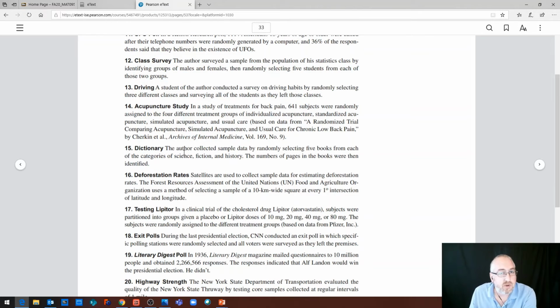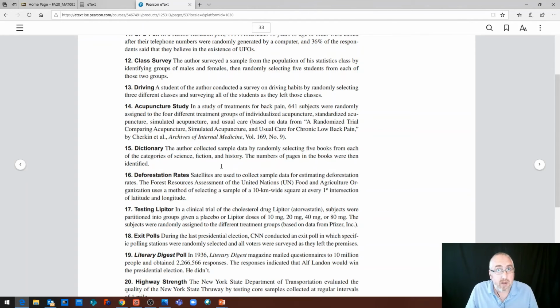This is another controversial one. The author collected sample data by randomly selecting 5 books from each of the categories of science, fiction, and history. The number of pages in the book were then identified. So again, we're trying to look at how the sample was collected. So in this case, it looks like there's 2 layers to the process. They're eventually getting numbers of pages. So how did they get those numbers of pages? So just ignore that. Those number of pages, there's 2 layers to it.